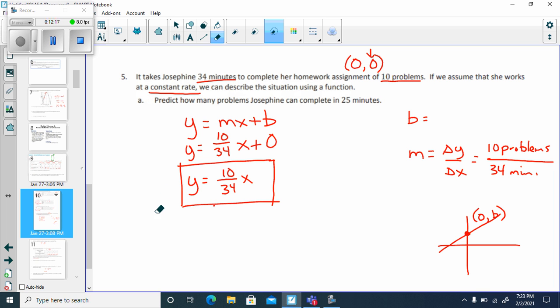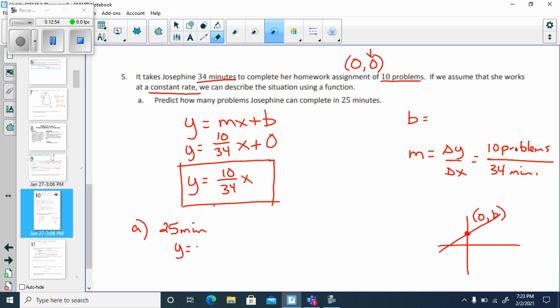Predict how many problems Josephine can complete in 25 minutes. So we got 25 minutes. Does 25 minutes go in for the x or the y? Well, it's pretty obvious that this is 10 problems per 34 minutes. You'd multiply that times the number of minutes to figure out how many problems. If you're not sure, though, look over here. See how we set up our slope here, our rate of change? The minutes correspond to the location of the x's. So minutes are the x's. We plug that in for our x.